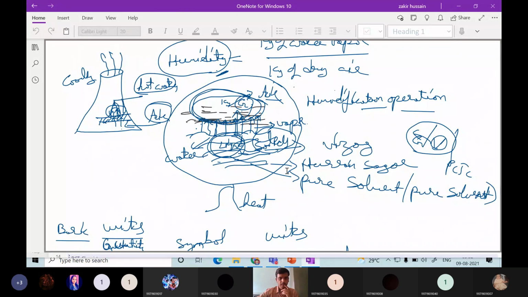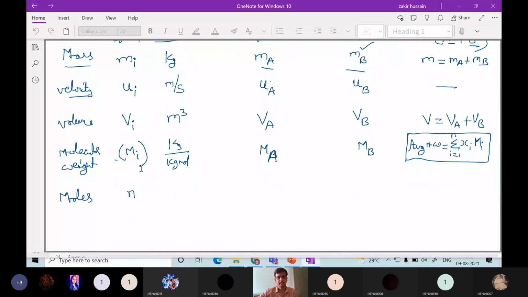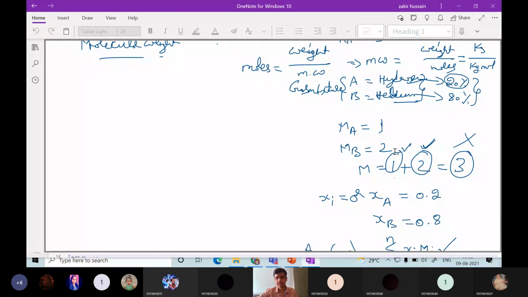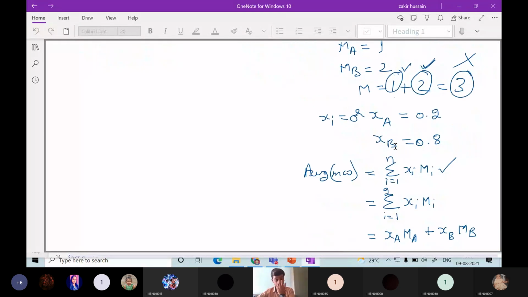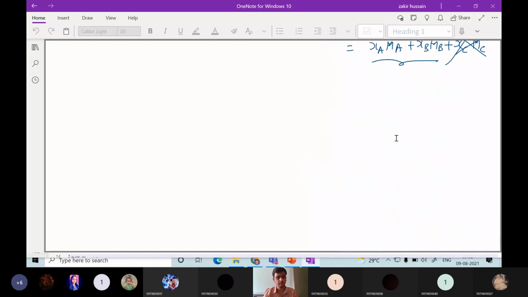We are seeing these properties: mass, volume, molecular weight, moles. Once again, we will cover this newly. I hope you understand this. What is molecular weight? Why can't we write Ma plus Mb? We have to use the average molecular weight relationship, which we have seen in the CPP course. So once again, I am writing the quantities.